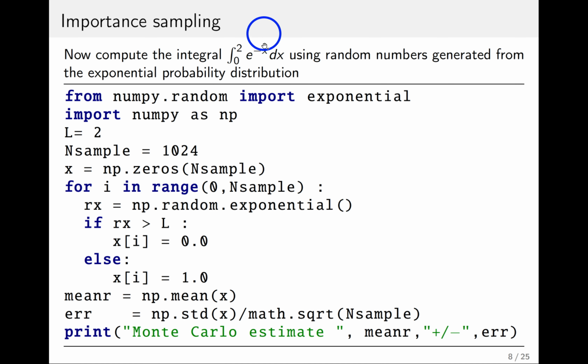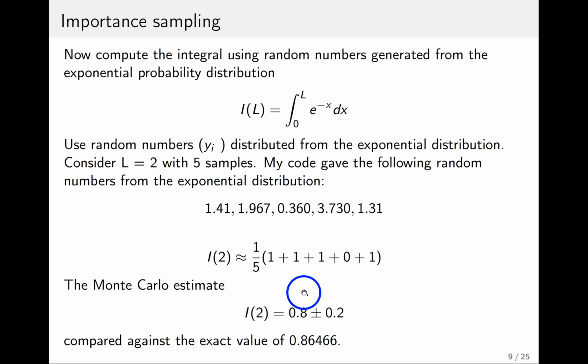And then because the random numbers are generated with e to the minus x probability, the exponential distribution, the actual function is 1. So this is what this statement does. You generate a random number. If it's greater than L, in this case 2, it's 0 because it's outside the integration range. If it's less than 2, it's inside the integration range. And then we store a vector of these terms, take the mean, compute the error, the standard deviation divided by the square root of the number of samples, the error on the mean. That's what this does. Okay, so in this example we have a hit.